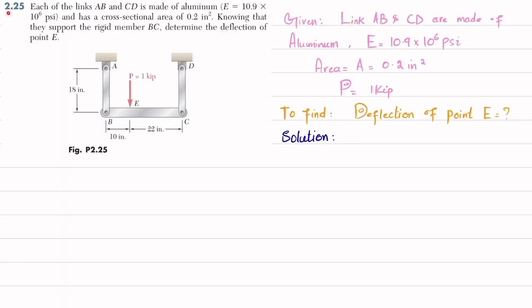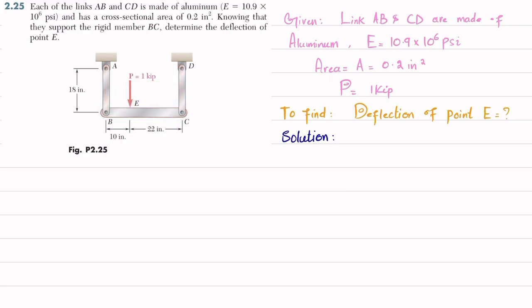Welcome back. Problem 2-25. So the statement is: each of link AB and CD is made of aluminum, E is 10.9 into 10 to the power 6 psi and has a cross-sectional area of 0.2 square inch. Knowing that they support the rigid member BC, determine the deflection of point E. So this is rigid member BC that is supported by two links AB and CD. The load at point E is 1 kip.